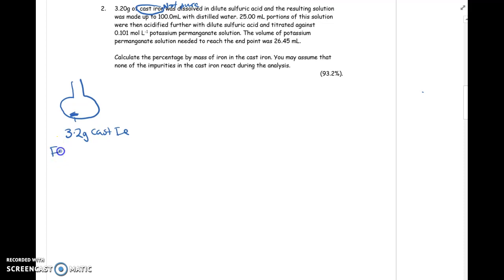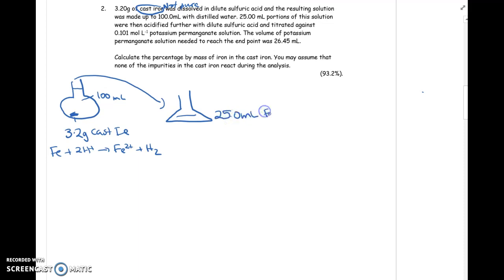So your iron plus 2 hydrogen ions will give you iron 2 ions plus hydrogen gas. And it's made up to 100 ml. You take a 25 ml portion. Now that's an exact volume, so that goes into the conical flask. And this is iron 2.